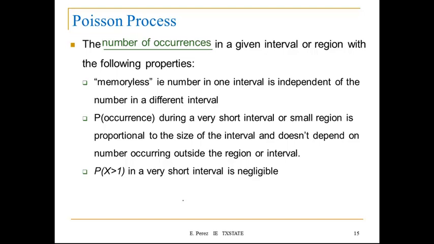So let's say you're looking at a period of 2 hours. If you know that in the first hour 5 customers arrived to the store, in a Poisson process, that doesn't affect the number of arrivals in the second hour. That's what we call memoryless, because what happens in the first hour does not affect the number of arrivals that you're going to have in the second hour. Okay? The probability of occurrence during a very short interval or small region is proportional to the size of the interval and does not depend on the number occurring outside the region of interval. And the probability of more than 1 occurrence in a very short interval is negligible.